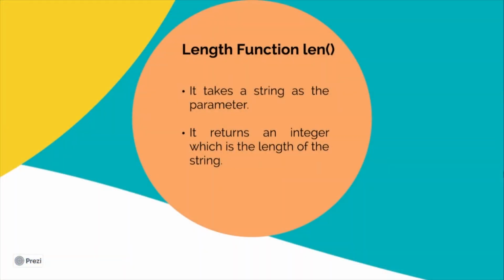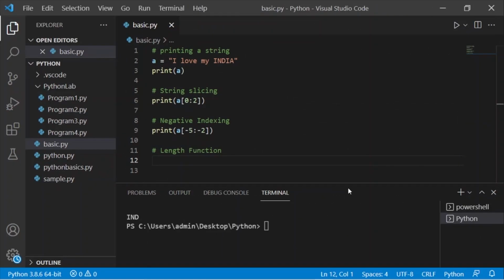So now we will see a few string functions. The first one is the length function. The length function returns the number of items in an object. When the object is a string, the length function returns the number of characters in the string. Now we will see how to find the length of this string using the length function.